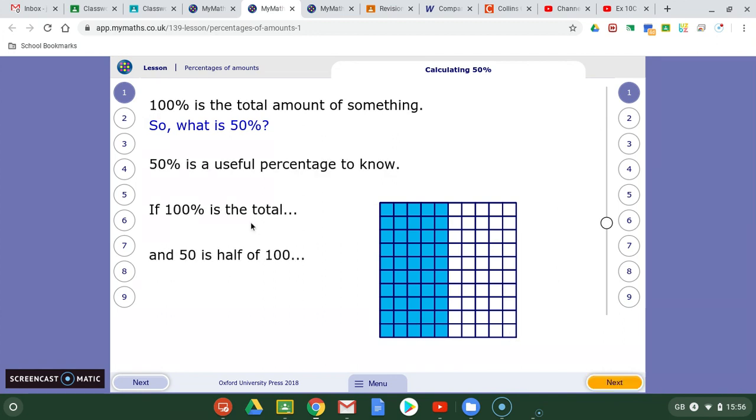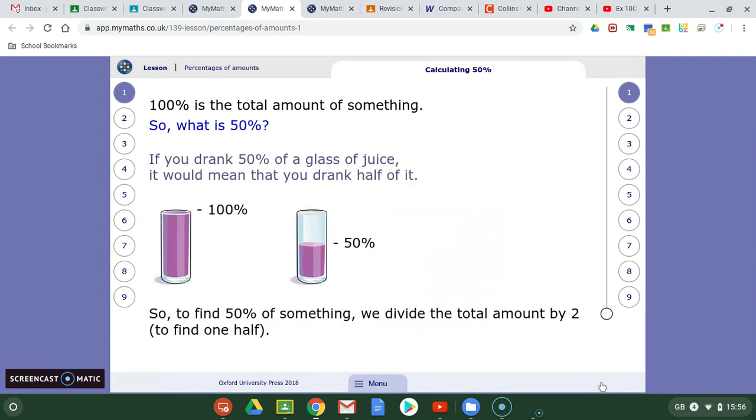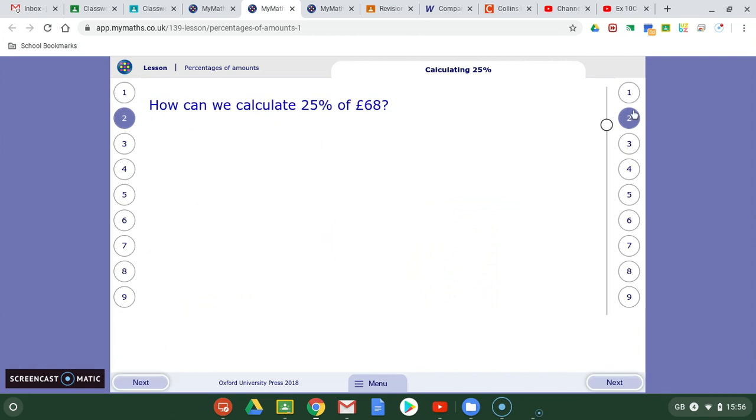So if 100% is the total and 50 is half of 100, then 50% is the same as a half. So to find 50% of something, you just divide it by 2. Okay? You divide the total amount by 2 to find a half, or to find 50%. Let's think about another percentage.